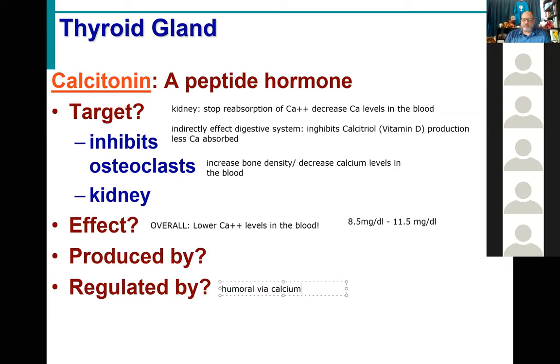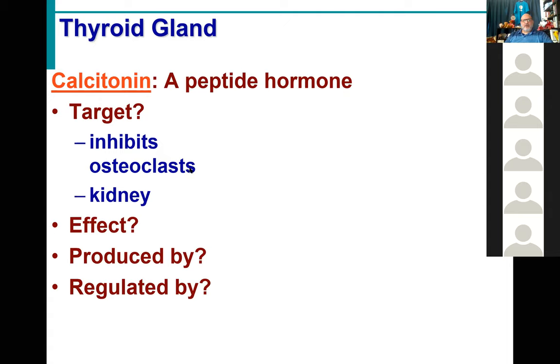So in places like the aortic bodies and the carotid bodies, we monitor the amount of calcium that's in the blood, send that signal to our thyroid gland so that we can control the release of calcitonin to regulate calcium levels. Excellent. Questions on that?